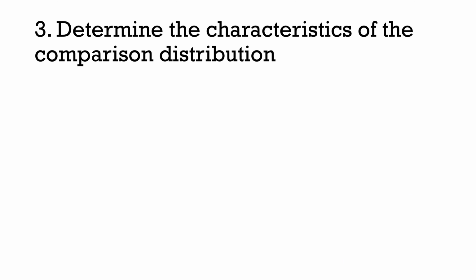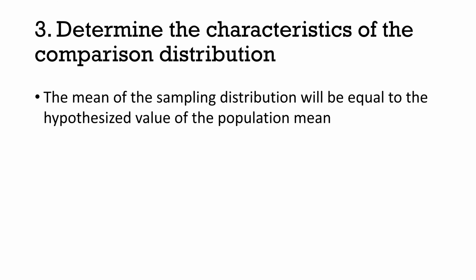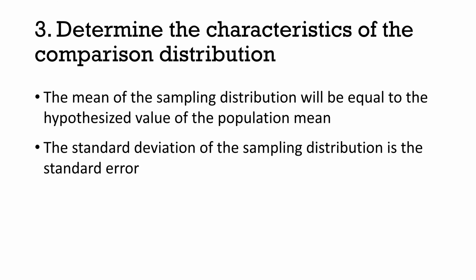Step 3 is to determine the characteristics of the comparison distribution. The comparison distribution is the sampling distribution. In this step, you'll compute the mean and standard deviation of the sampling distribution. For the Z and T tests that we'll be doing this week and in the following weeks, the mean of the sampling distribution will be equal to the hypothesized value of the population mean. The standard deviation of the sampling distribution is the standard error. You'll have a different formula for the standard error depending on what test you're conducting.